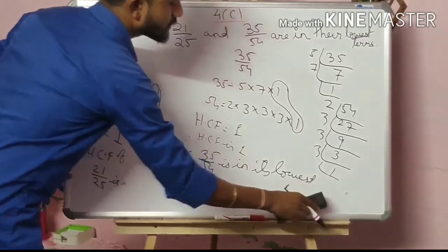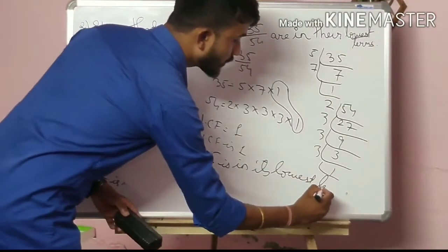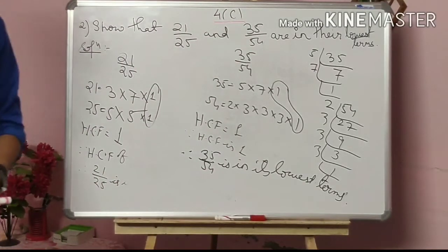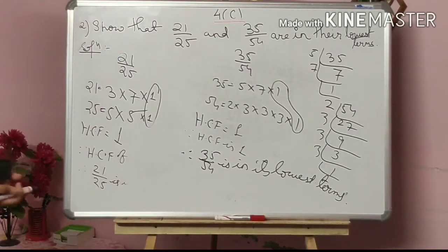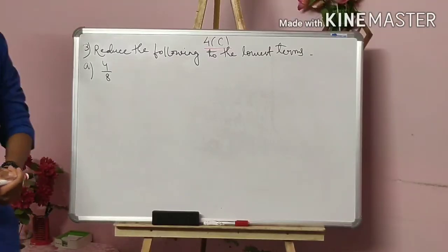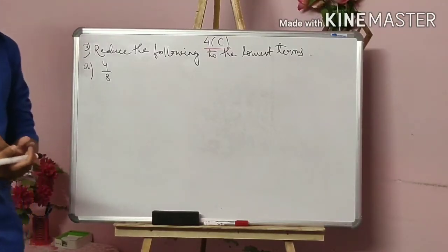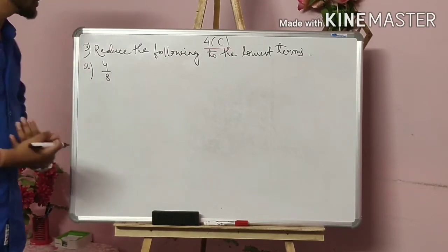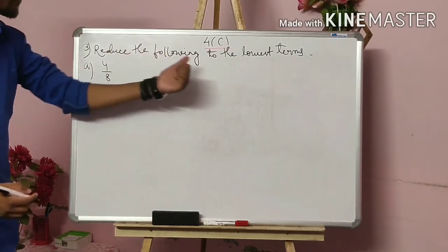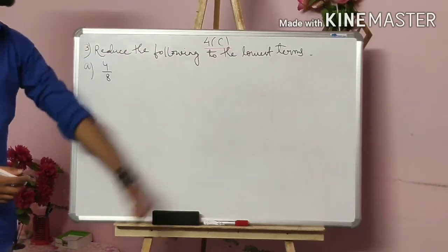Okay, so just tell me if you have any doubt in this question. If you have any doubt in this question, you can ask me. Okay, so I think we can go into the next question. Just copy question number 3. Okay, so students, as we have done question number 2, now we are going into question number 3. You see, it is same as the first one that we did. Reduce the following to the lowest terms.